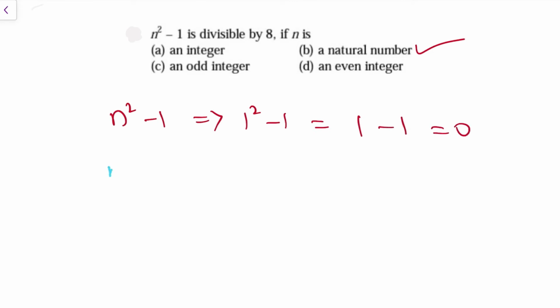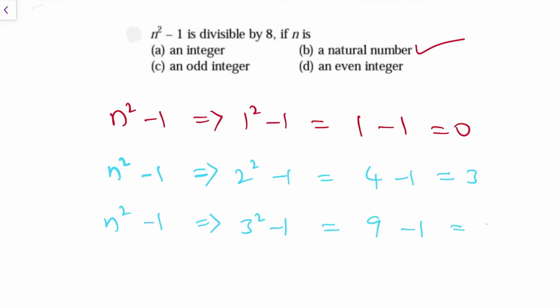Next natural number is 2. So 2 square minus 1, 2 square is 4, 4 minus 1 is 3. Next natural number is 3. Substituting 3, 3 square minus 1 is 9 minus 1, which equals 8. And coming to the next natural number, 4, 4 square minus 1, 4 square is 16, 16 minus 1 is 15.